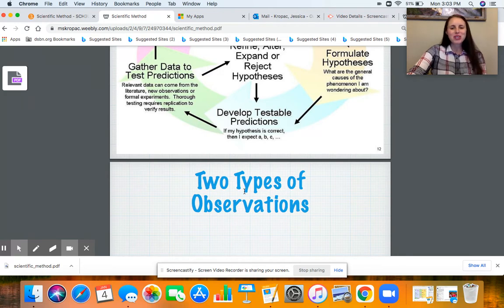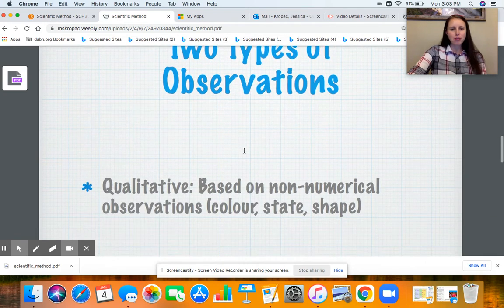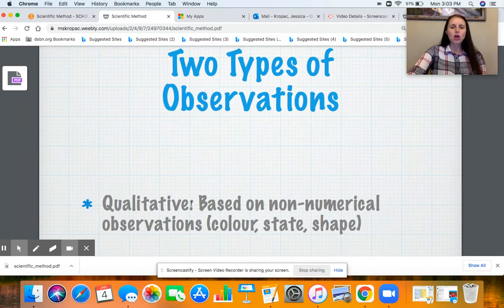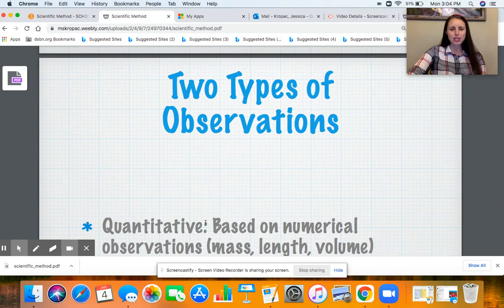Based off of this, there's also two types of observations that we're going to be making in a lab. The first one is called qualitative. So a qualitative observation is based off of non-numerical observations. So it's when there's no numbers that can be taken. So for example, me describing how red something is, there's not really numbers that I can apply to that. So things like color, things like state, things like shape, when you're describing those things to me, you are describing qualitative observations.